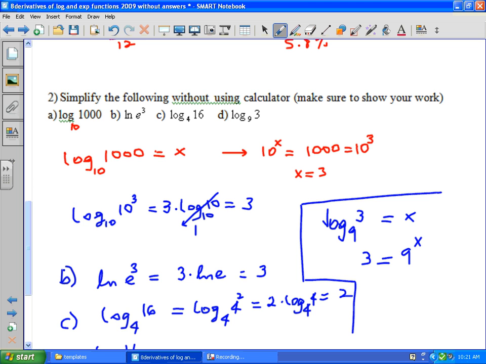If I'm going to set the two sides equal, I want the same base. 9 is 3 to the 2nd power, so that's 3 to the 2x. So now I set the powers equal, because the bases are the same. So 1 is equal to 2x, so what is x? 1/2.